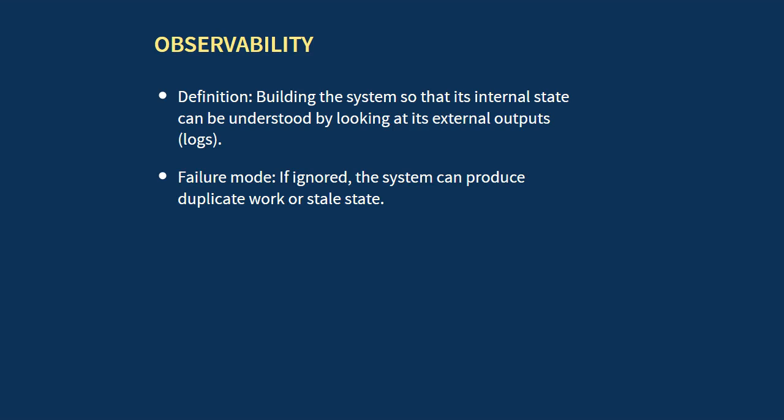Observability means designing our systems so that we can infer their internal state from external outputs, like logs. This aspect is paramount for maintaining system integrity, as ignoring observability can again result in duplicate work or other discrepancies.